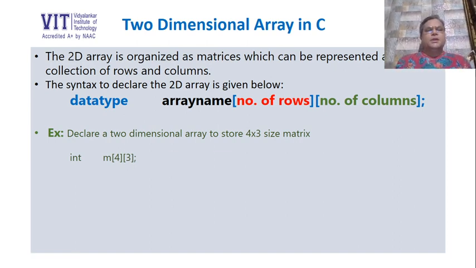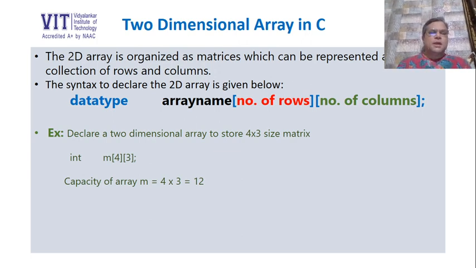This is the way we can declare a two-dimensional array which will be able to store and process a 4 by 3 matrix. What will be the capacity of this array? That means how many values this array can store. The capacity of this array m will be equal to the number of rows, that is 4, times the number of columns, that is 3. That is 4 into 3 is equal to 12. This array can store 12 different values.